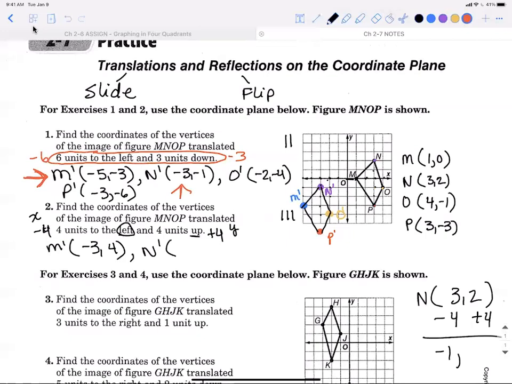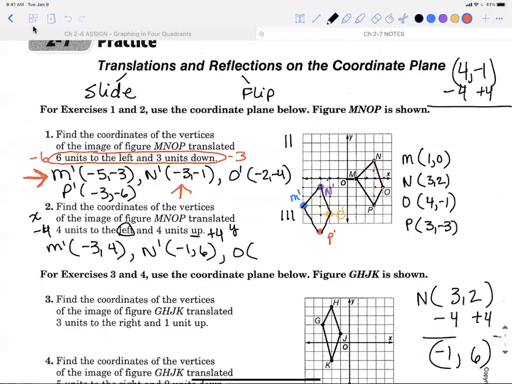-1. And 2 plus 4. Yes, ma'am, 6. Oops. So my new coordinate point is -1, 6. So for my N, -1, 6 is my new coordinate point. For O, I'm going to do the same thing. I'm going to take my O, which is 4, -1, and I'm going to subtract 4 from every X, right? Because I'm moving 4 units to the left. And I'm adding 4 to my Y's because I'm going 4 up.